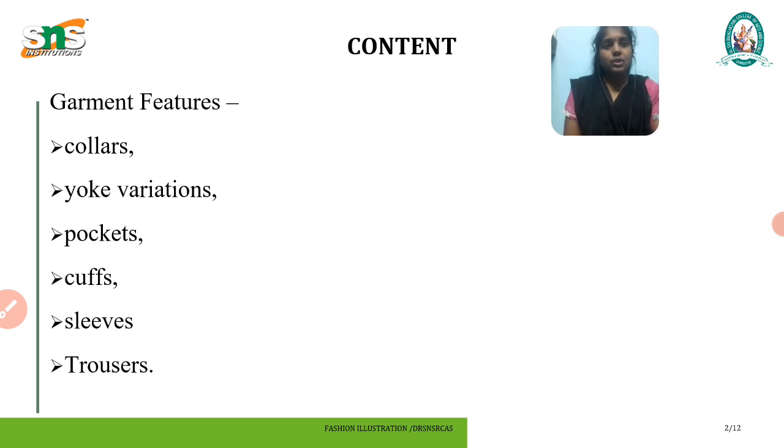Next, yoke variations. Yoke is in the front part from the shoulder to the bust line or to the waist. It is the yoke portion. Next, pockets. Pockets can be in different areas, like in the chest portion, or in the pant. In pants, three different types of pockets are used: patch pocket, side seam pocket, and bound pocket. There are different pockets.